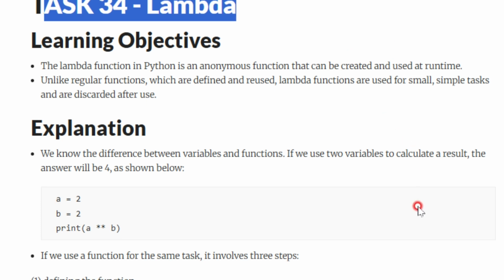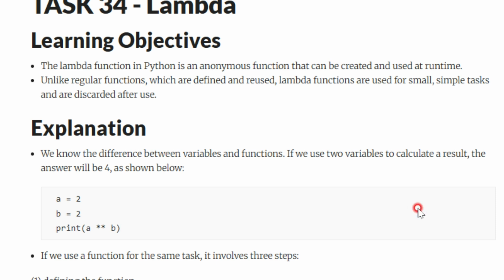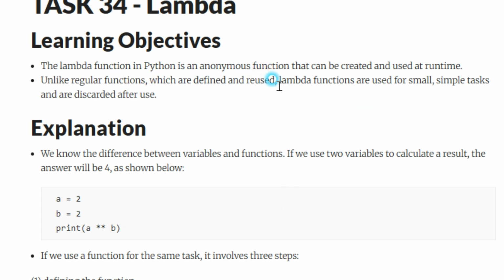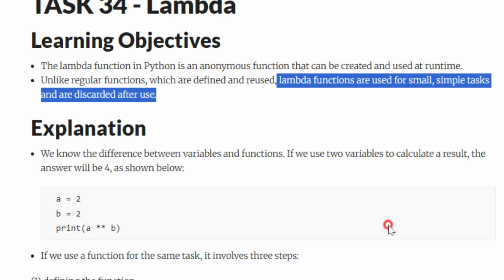Unlike normal functions, which are defined using the def keyword, Lambda functions are created using the Lambda keyword. Lambda functions are mainly used for small, simple tasks that you do not need to reuse later. Instead of defining a function with a name, a Lambda function is created on the spot and is usually discarded after use. Now let's take a closer look at how Lambda functions work.